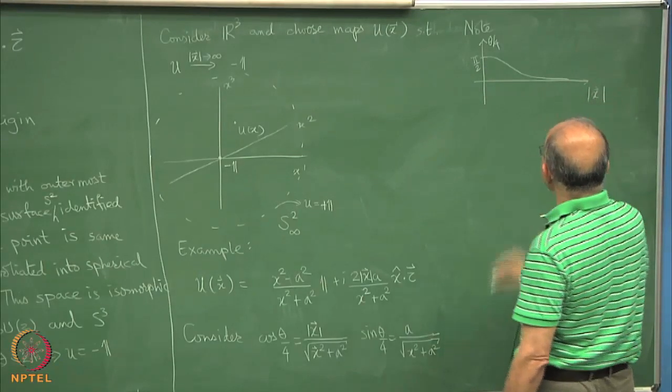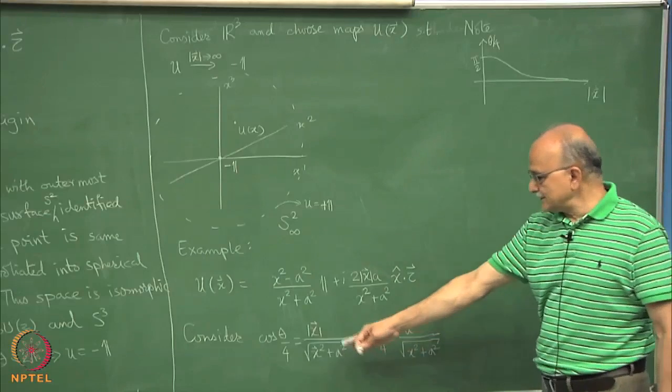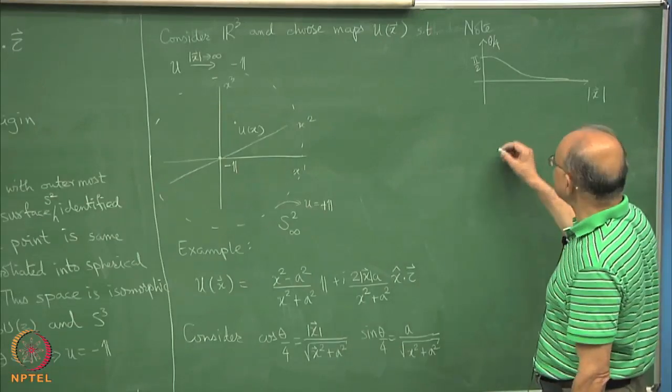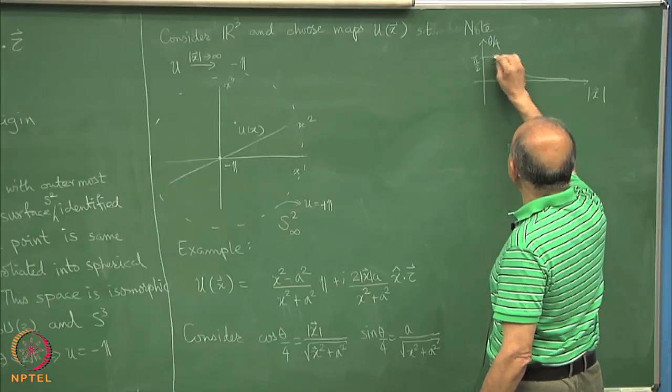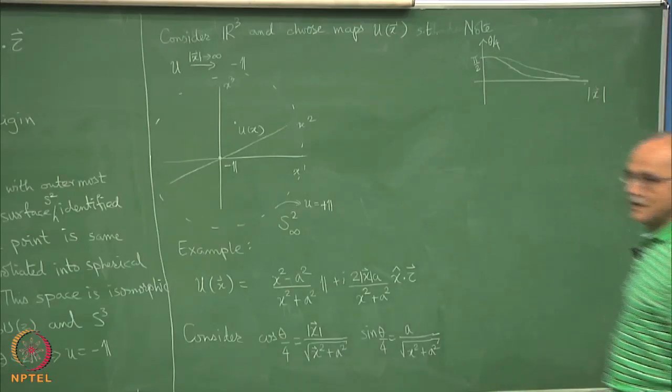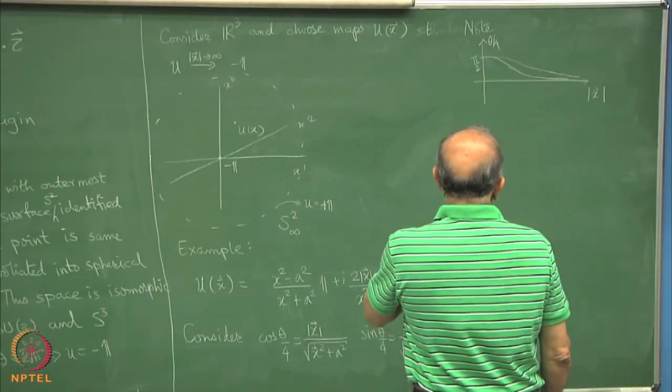As a function of mod x. But this is all you need; you did not have to choose the very nice form, whatever you like to call it, Lorentzian or something. You could choose anything that you like so long as it is monotonic, and so long as it starts with pi by 2 and goes to 0, it is fine. I can construct for you a reverse example.